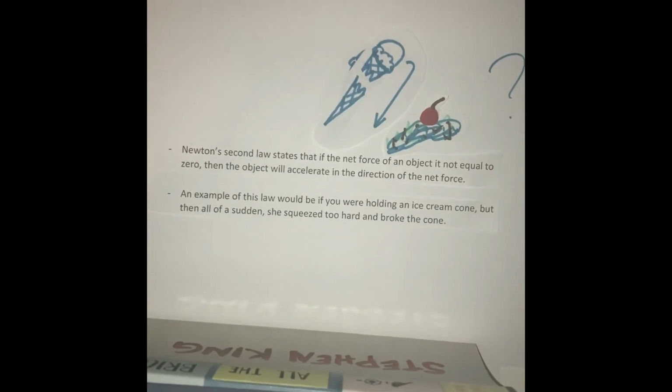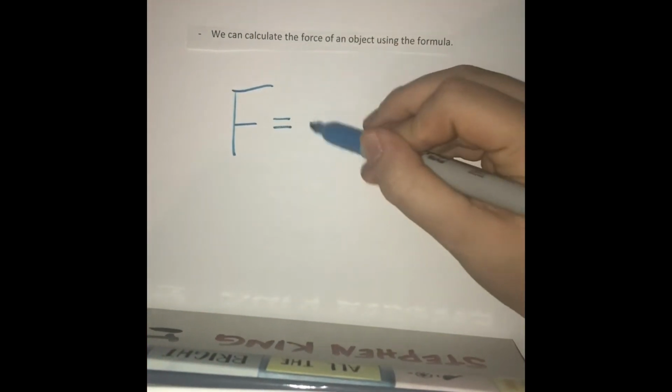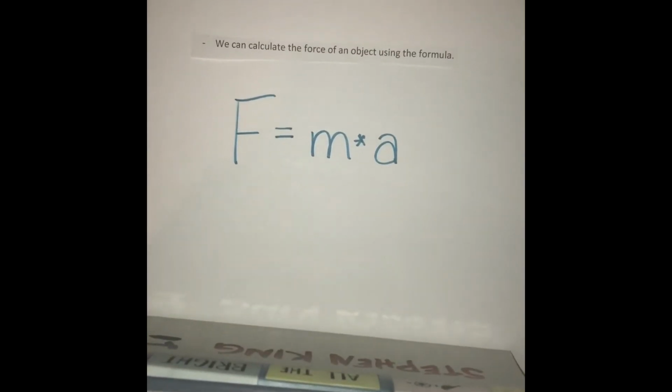Dirt Sunday, anyone? We can calculate the force of an object by using the formula mass times acceleration equals force. And we can also rearrange the formula to solve for the acceleration or the mass if given the proper information.